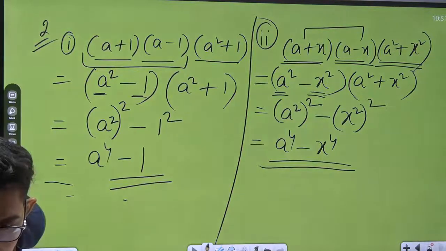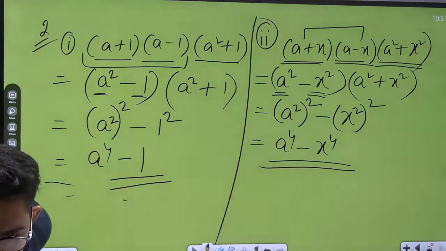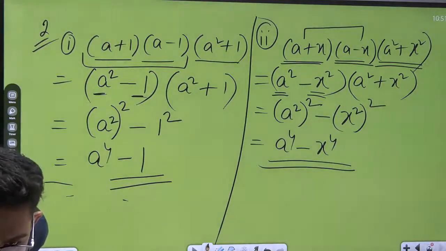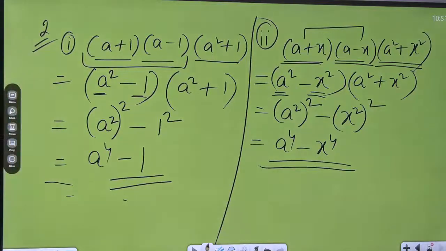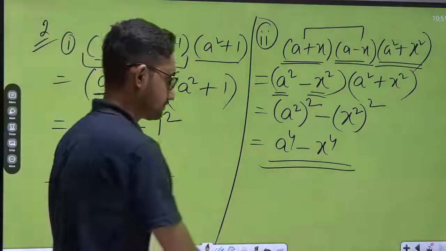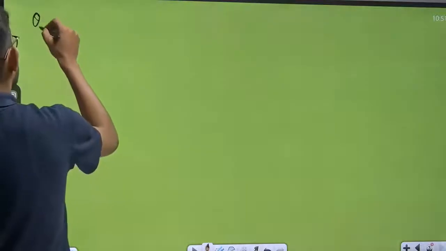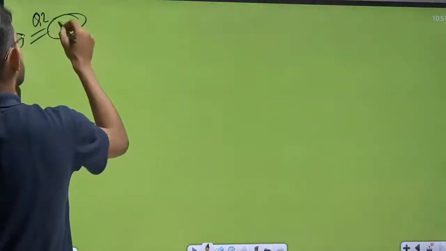But here Divyanshu, your answer is wrong. Okay, your answer is obviously wrong because A to the power 8 is not there. This is A to the power 4. Okay, understood? Okay. Dharmender, you are also wrong. A to the power 8, no, this is A to the power 4 minus X to the power 4. Okay, now we'll move to the next question. Let's see.